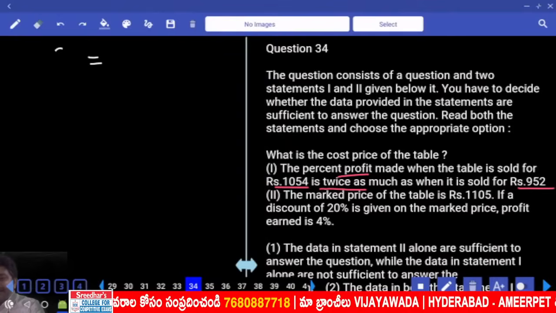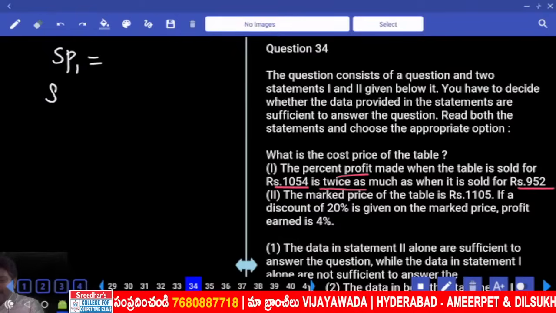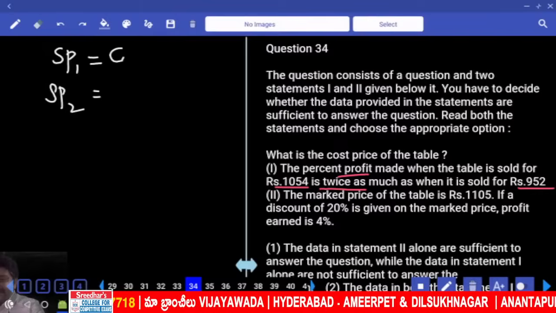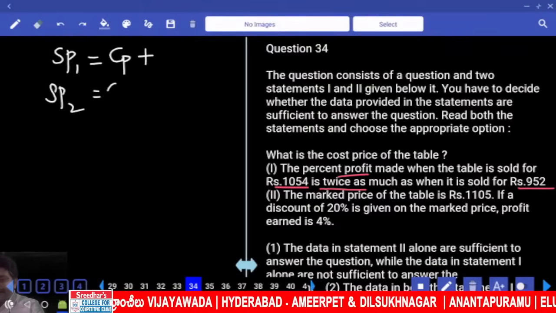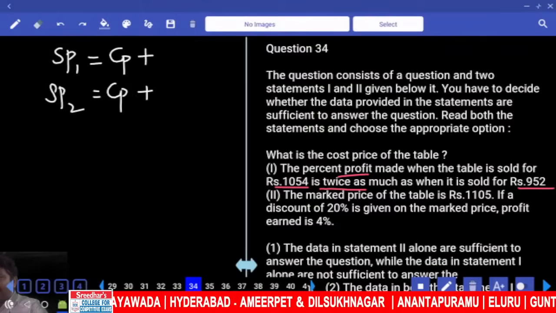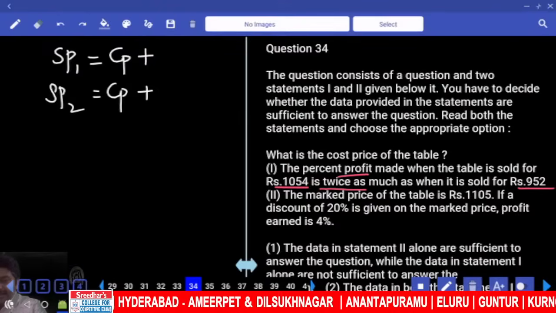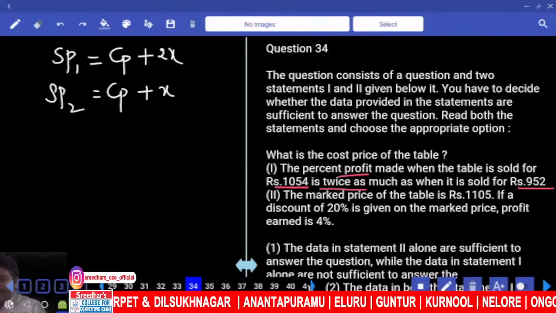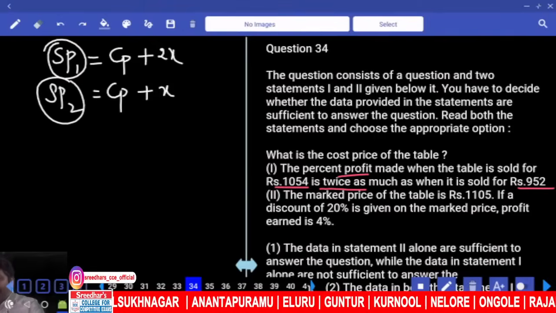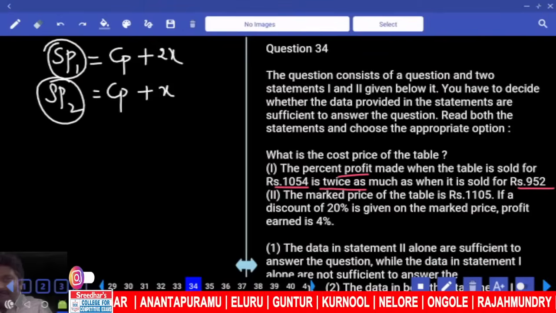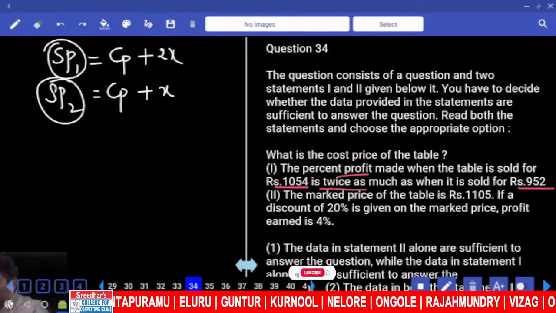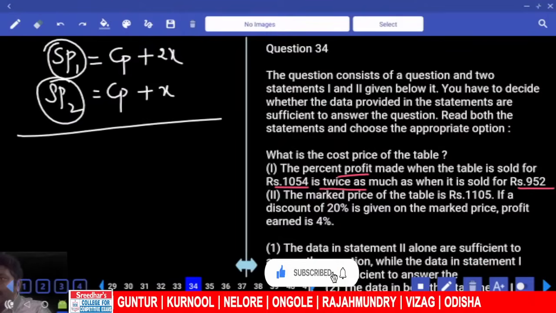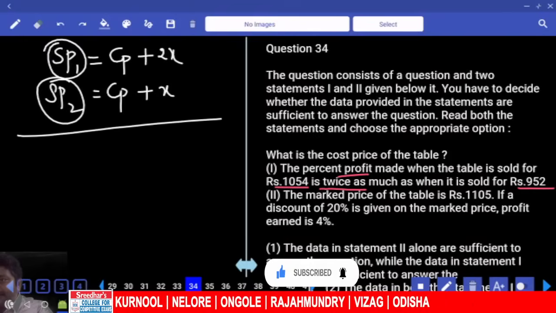So the first selling price, I don't want to write numbers, but you know that both are numbers, is equal to cost price plus profit, and the second one is also cost price plus profit. In the second case, if the profit is x, the first case profit becomes 2x, and these two left hand side values are numbers, they are not variables, correct? How many equations do we have? And how many variables do we have?